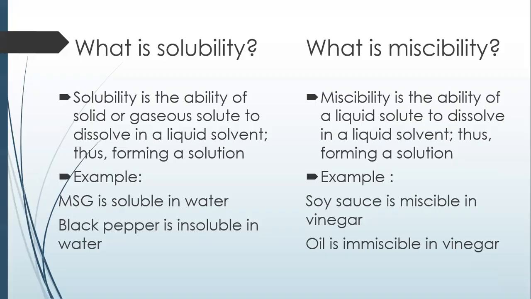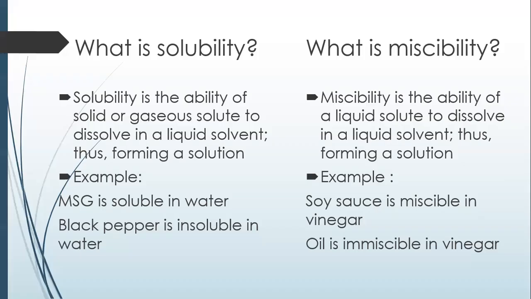So for solubility, it is for solid and gaseous solute. But for miscibility, it is for liquid solute to dissolve in a liquid solvent, thus forming a solution. Example, soy sauce and vinegar. Both of them are liquids. Soy sauce is miscible in vinegar, so it dissolves in vinegar.